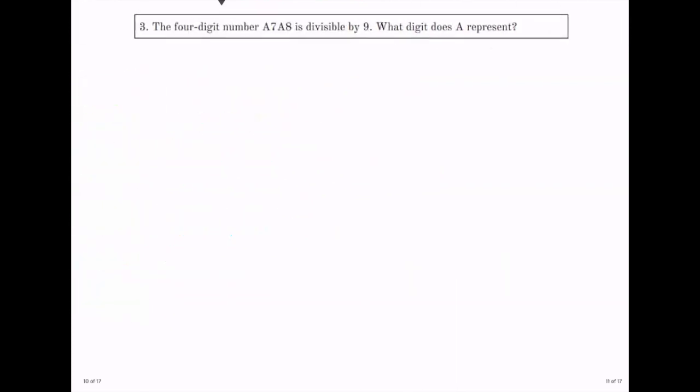Okay, let's move on. A7, A8. How can we do this problem? Let's just do A. Just look at the sum of the digits, right? So you do A plus 7 plus A plus 8, which is 2A plus 15. When will 2A plus 15 be a multiple of 9?